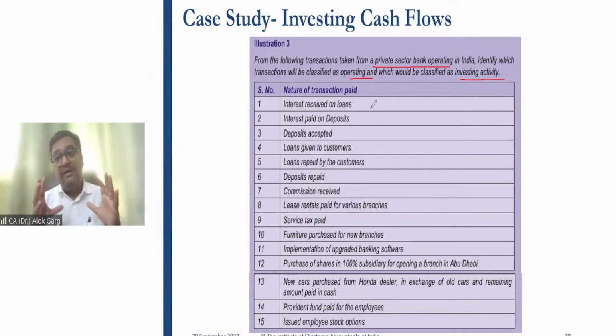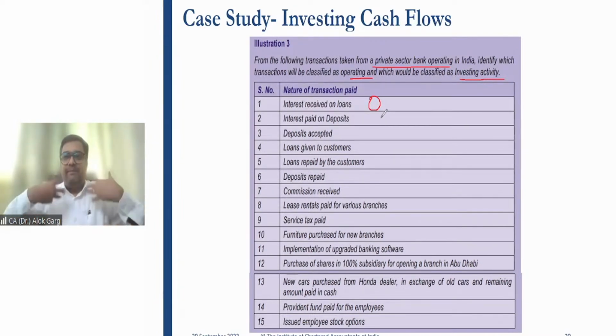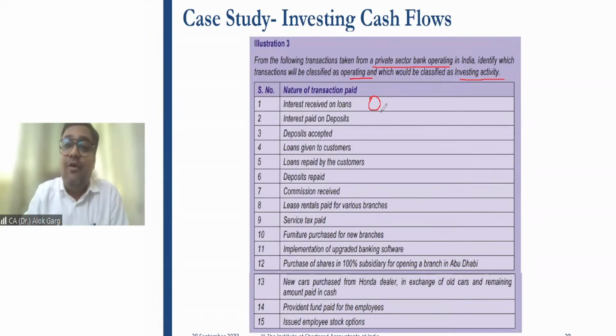For a normal entity, had it not been a bank, not an NBFC, then interest received is an investing activity. But for a bank, interest received is an operating activity. Operating. Interest paid on deposits. The bank has taken the deposits from the customer and the bank is paying interest on those fixed deposits. So it is an operating activity of the bank.